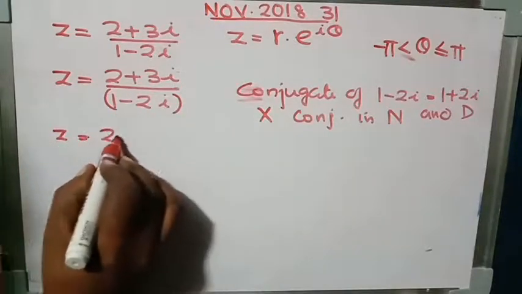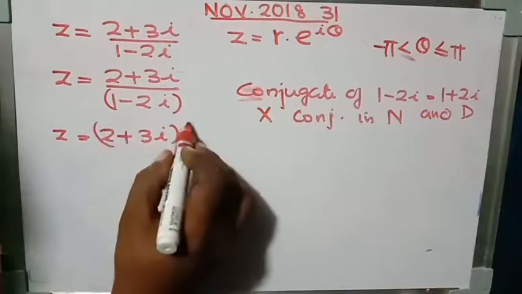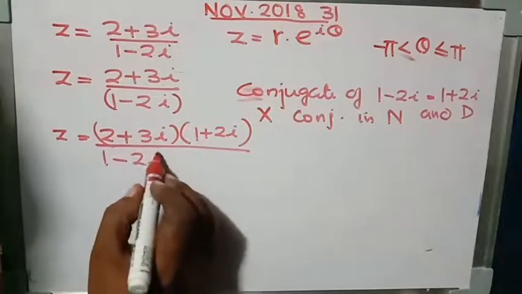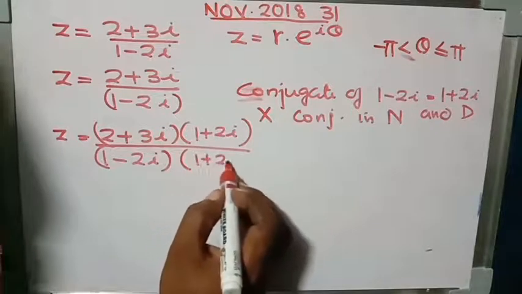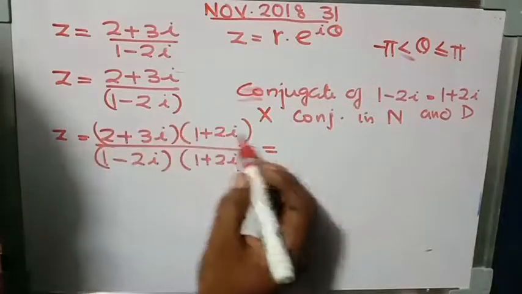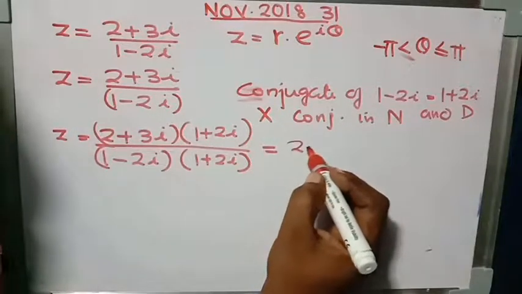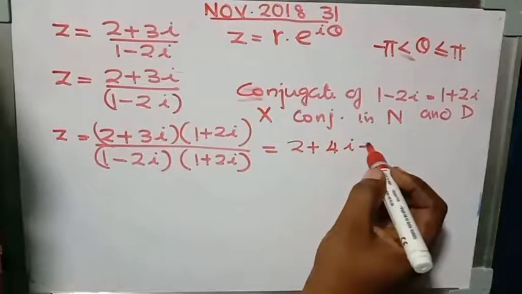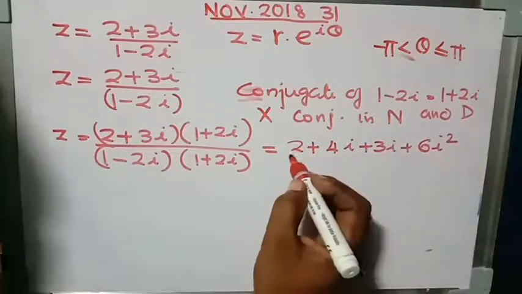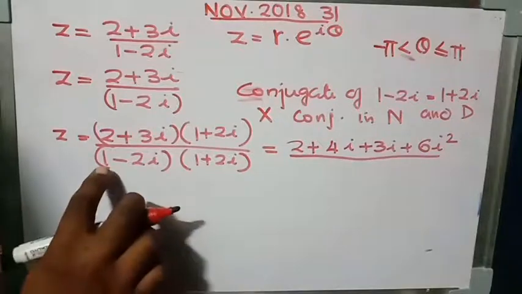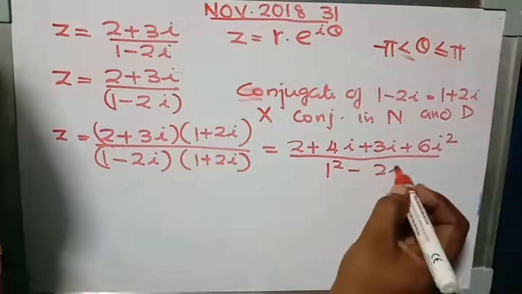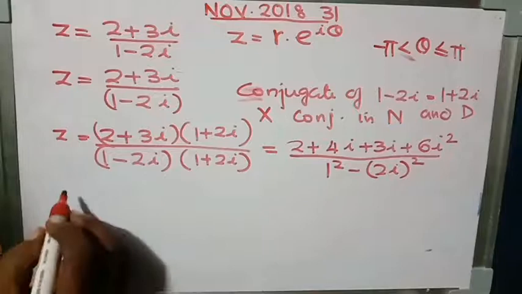So we get z is equal to 2 plus 3i multiplied by the conjugate 1 plus 2i divided by 1 minus 2i multiplied by the conjugate 1 plus 2i, which is equal to, when you multiply the numerator, 2 plus 4i plus 3i plus 6i squared, all divided by, it looks like a minus b into a plus b, which is 1 squared minus 2i squared.